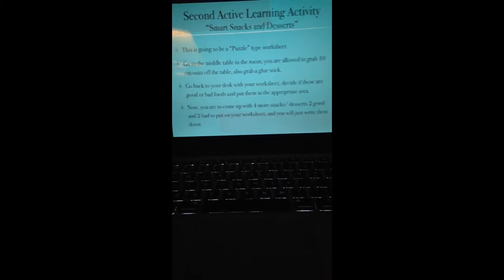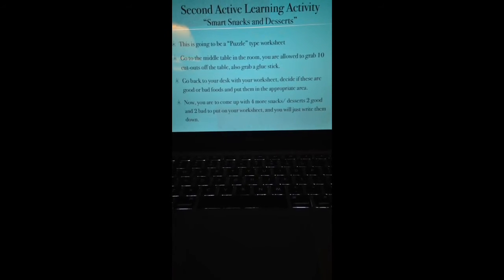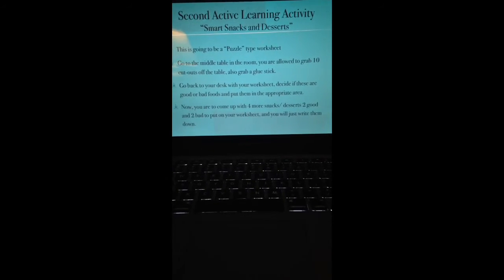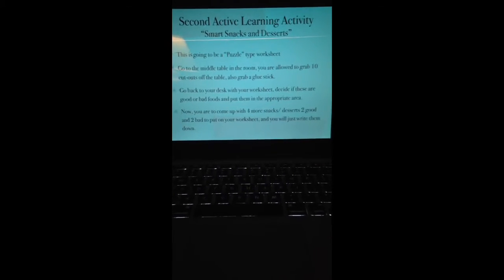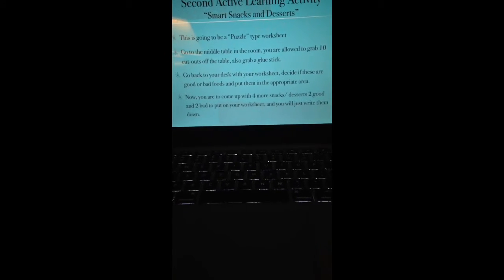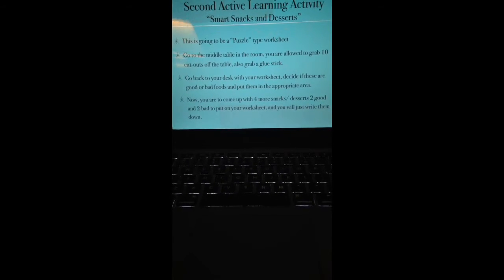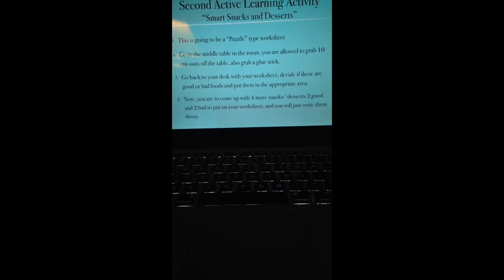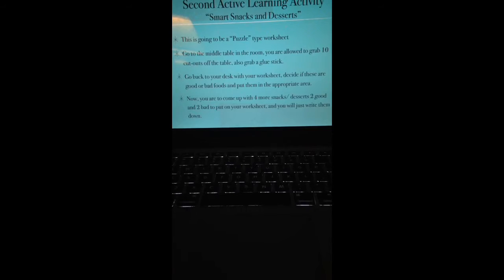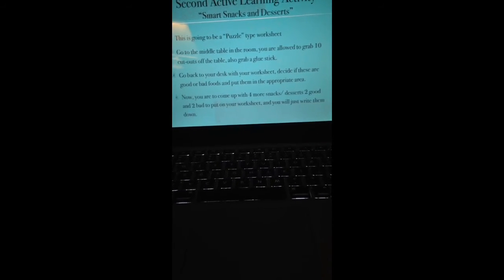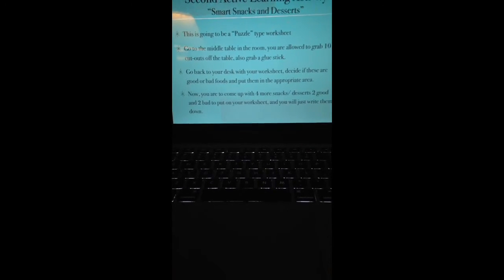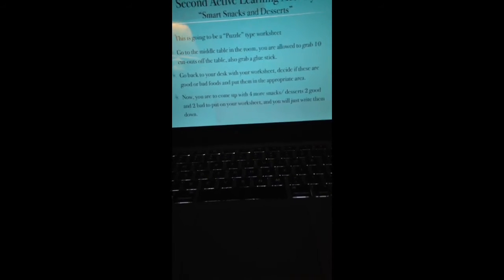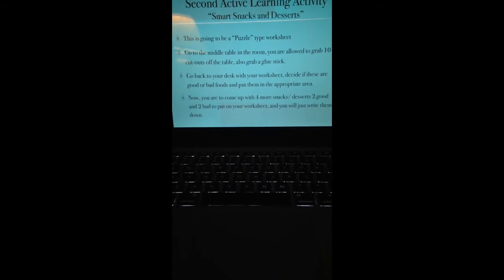My second active learning activity is smart snacks and desserts. This is not going to be a group project. It will be a project that you will do on your own. This is a puzzle type worksheet. I'll have a worksheet printed out. It will be two circles that intersect, kind of, to differentiate good and bad. It'll have smart snacks and desserts, and then not so smart snacks and desserts that are unhealthy.